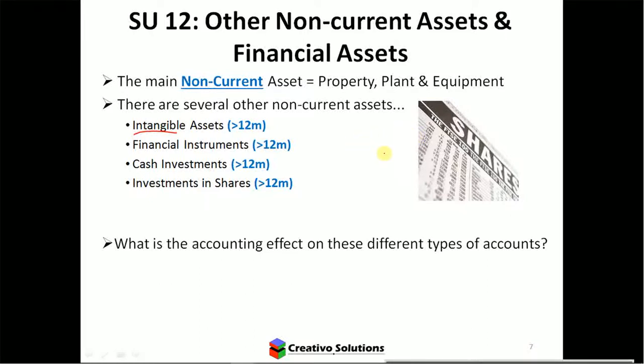Financial instruments are also intangible. Instruments would be like shares, bonds, etc. Cash investments and investments in shares. What is the accounting effect on the different types of accounts? What are all of these?